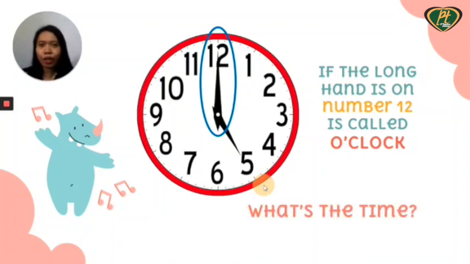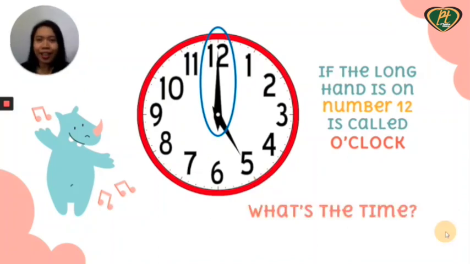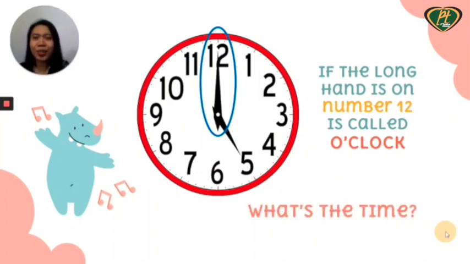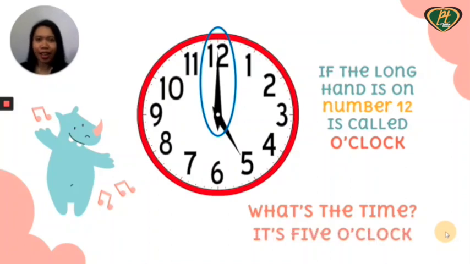Look at this clock. What's the time? The long hand is on number 12. And then the short hand is on number 5. So students, what's the time? Yes, you are great. It's 5 o'clock. Say with me. It's 5 o'clock.